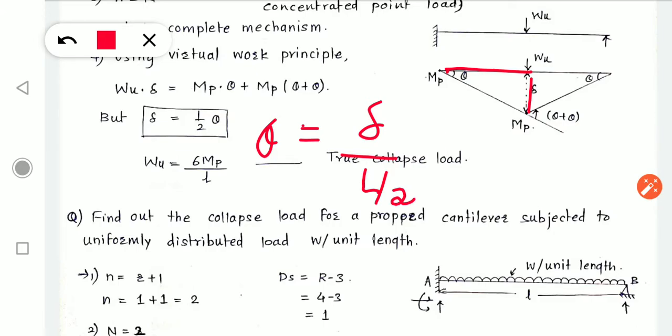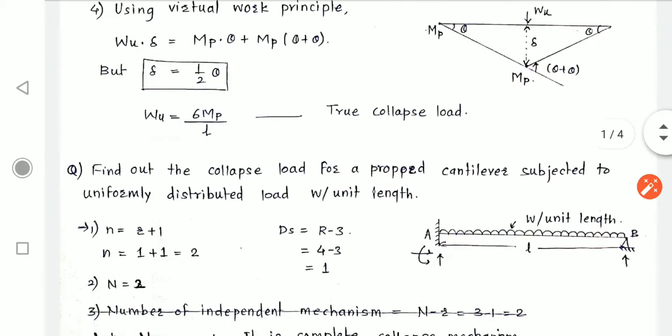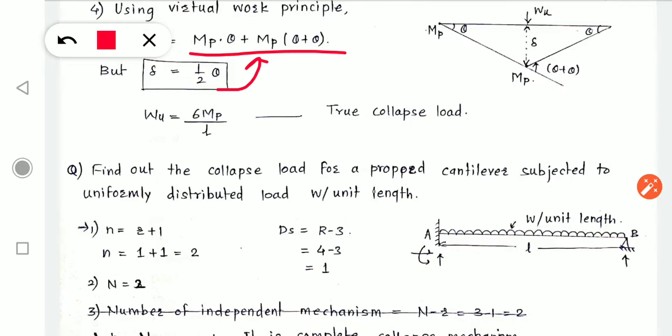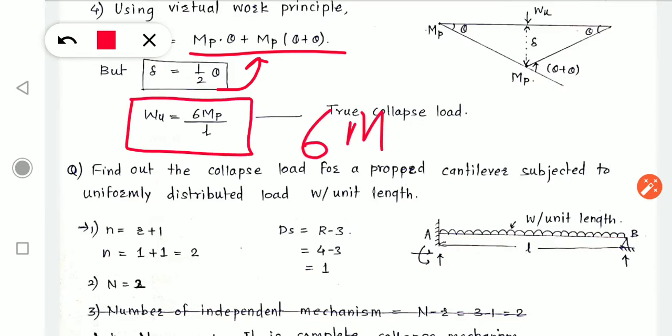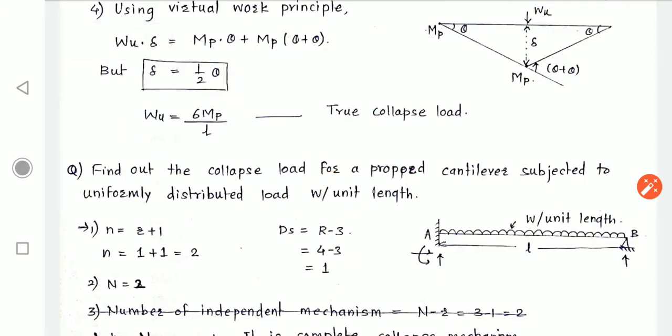Okay, therefore deflection will be L by 2 into theta. So it is L by 2. Now, if we solve this mathematical equation, after putting theta into that, we will get WU is equals to 6 into plastic moment divided by length L. Understood? Here our first problem ends.